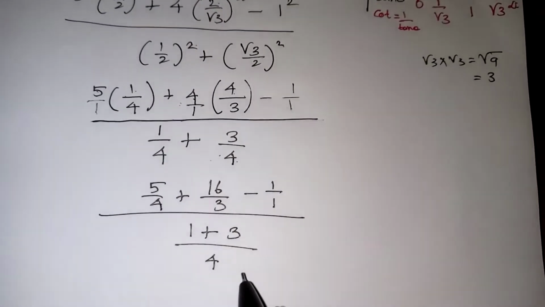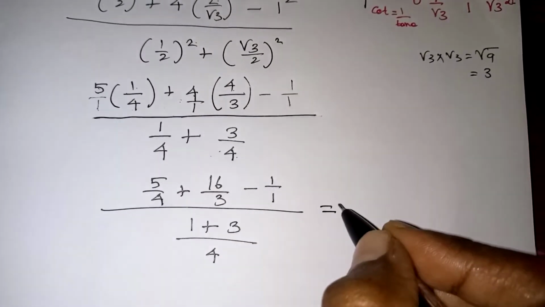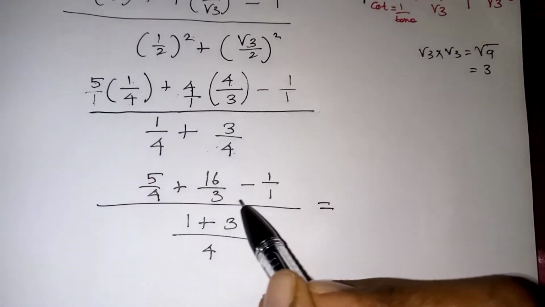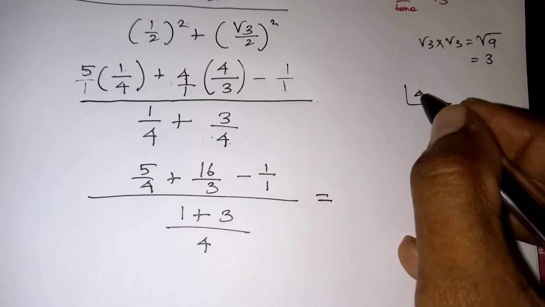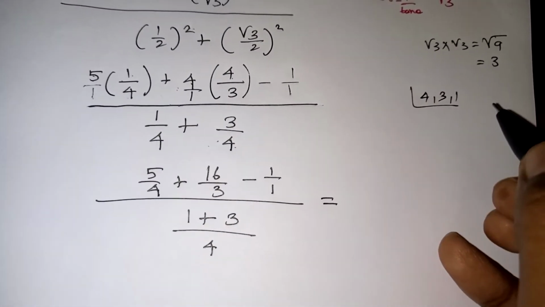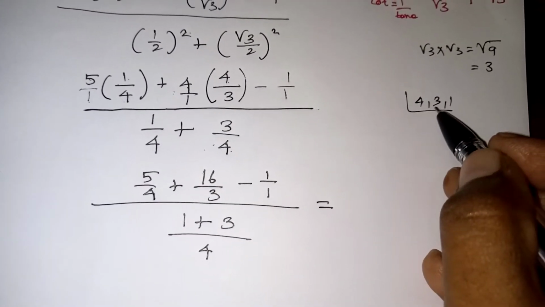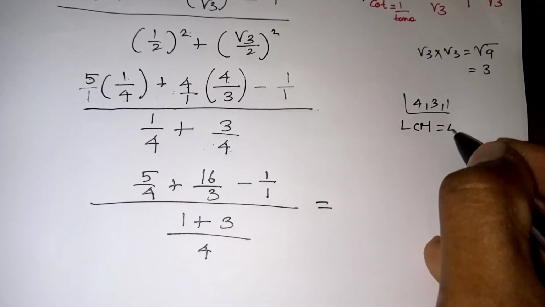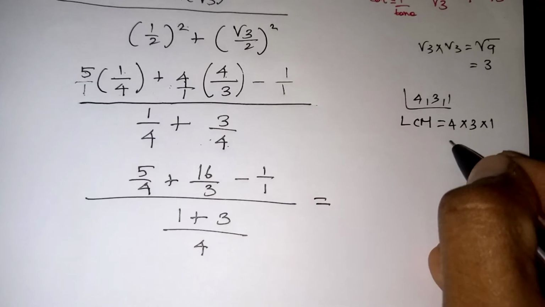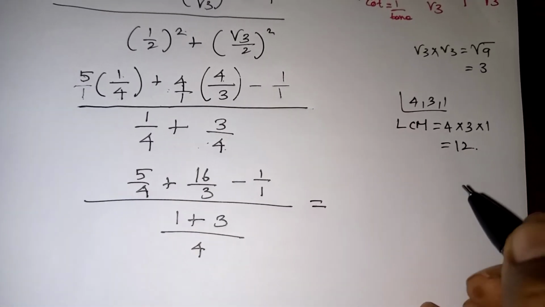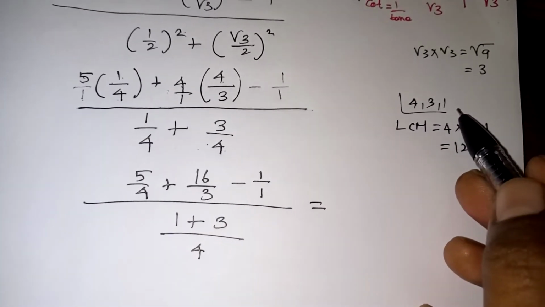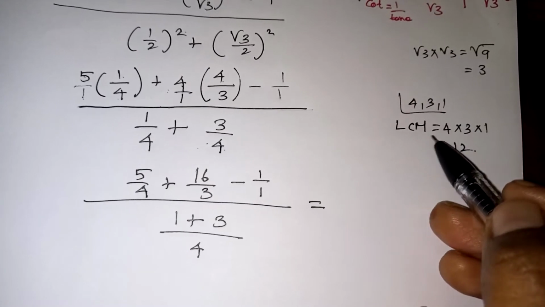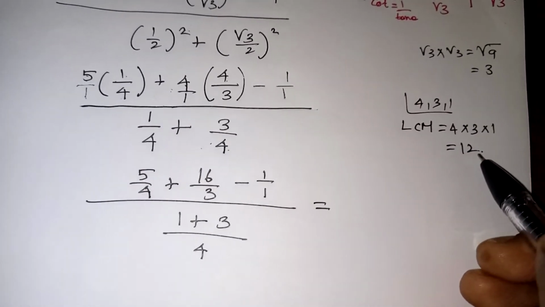Because both are the same, we can join together and write it. For 4, 3 and 1, what is the LCM? We should find out. There is no common table for 4 and 3 and 1. To find the LCM value, just multiply all these 3 numbers. 4 3s are 12. So 12 is your LCM. Whenever you don't get any common tables for all these numbers, we can go for the multiplication of all the numbers. So LCM is 12.